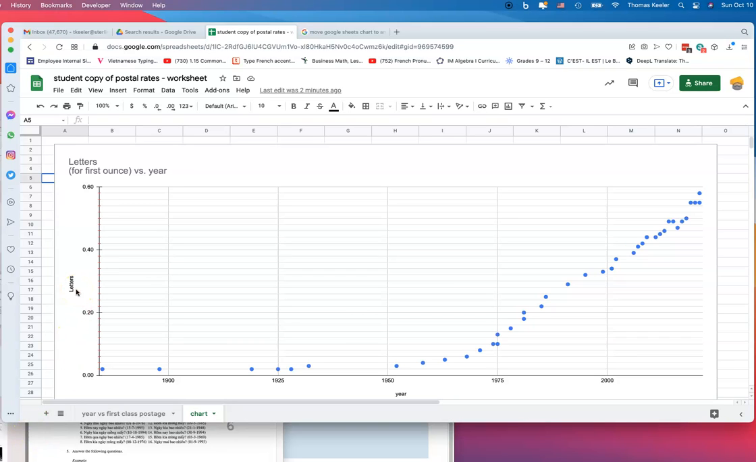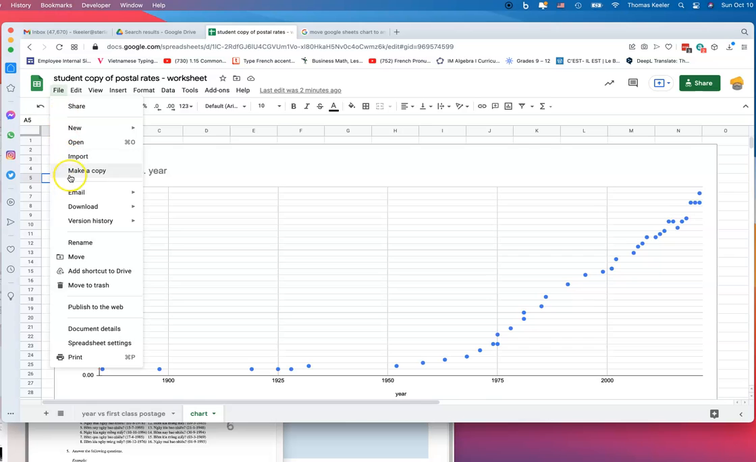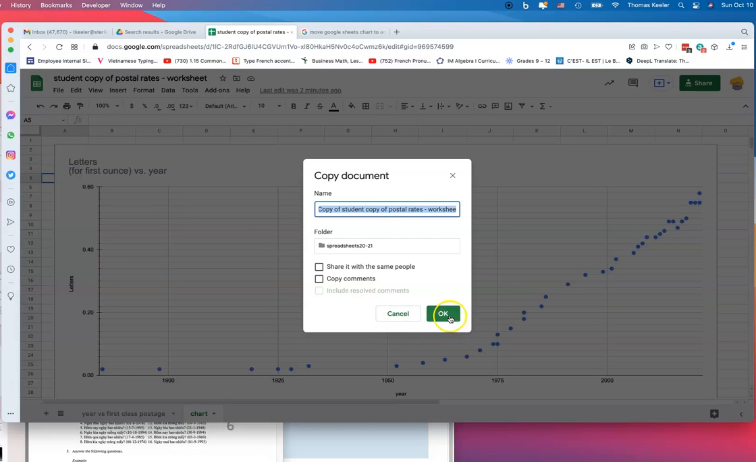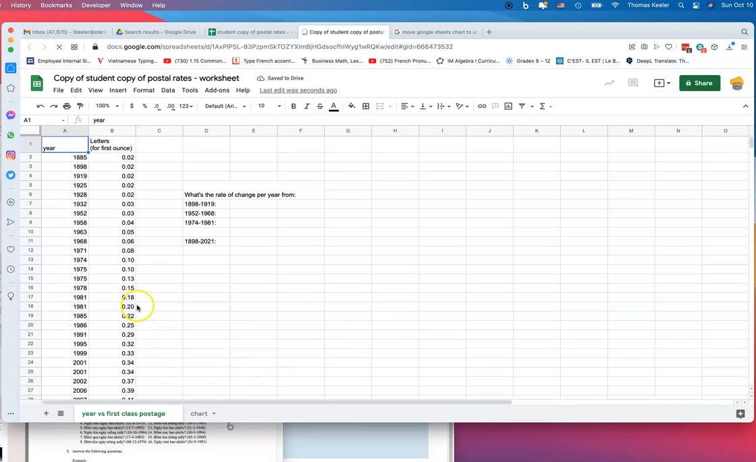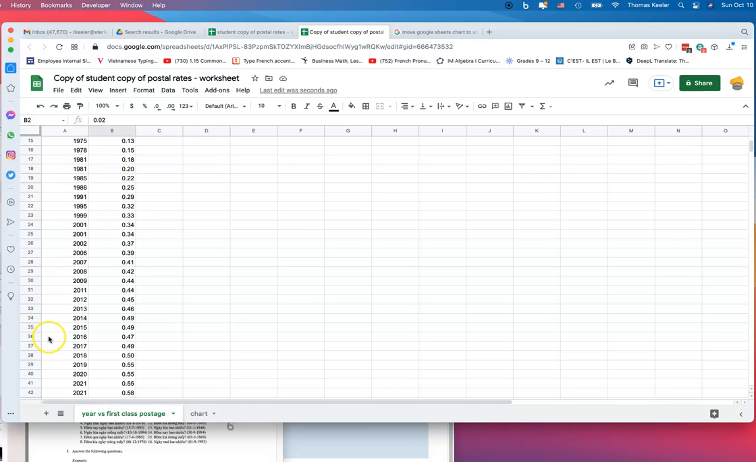Okay, for this assignment, we're going to make a copy of yours so I can work on it a little bit. Okay, so make a copy, a student copy. And what we have here is how much it costs to send a letter and the year when it costs that much. And we're going back all the way to 1885, it cost 2 cents to send a letter, all the way up to 2021 where it costs 58 cents to send a letter.